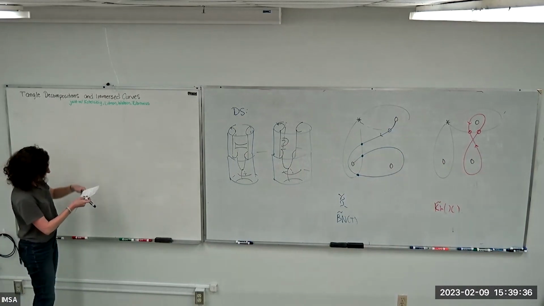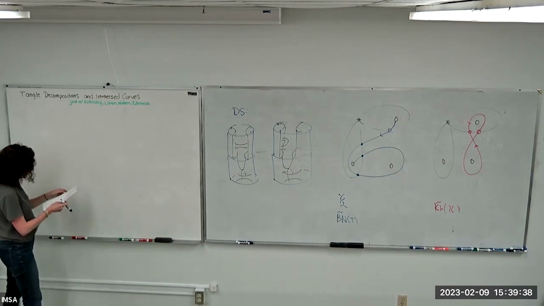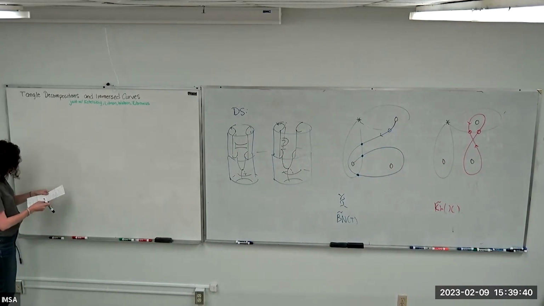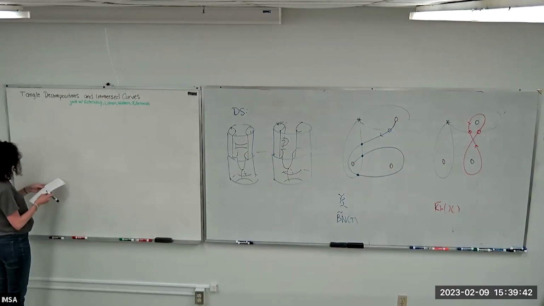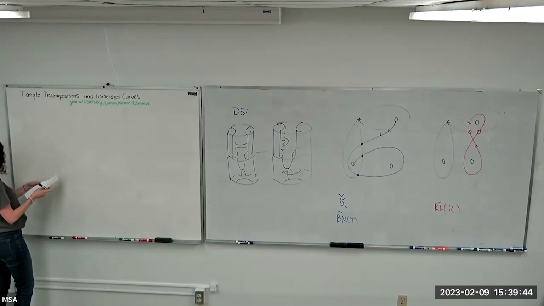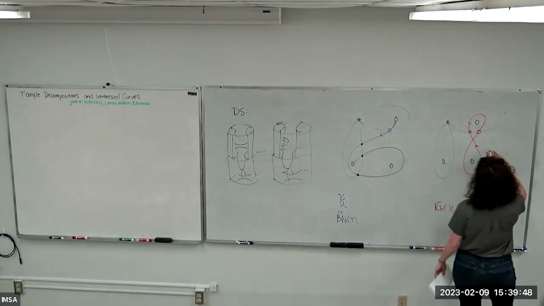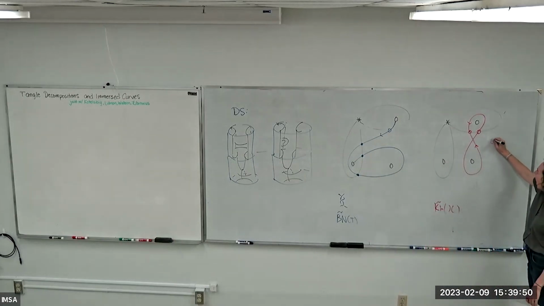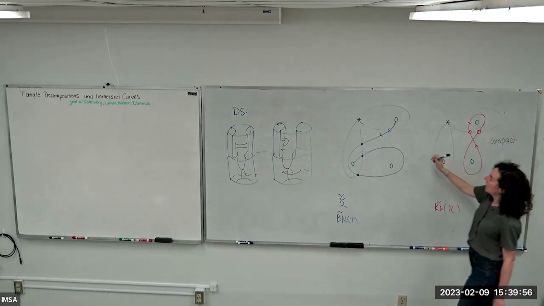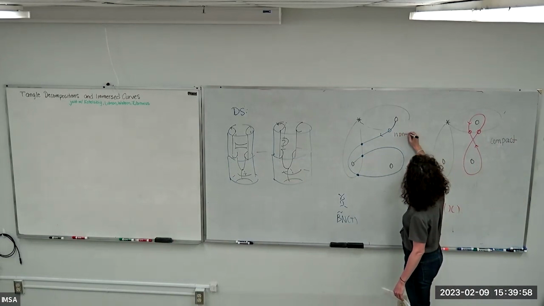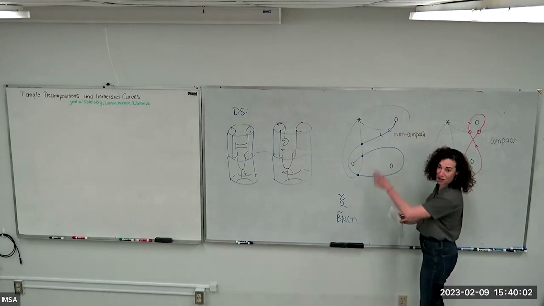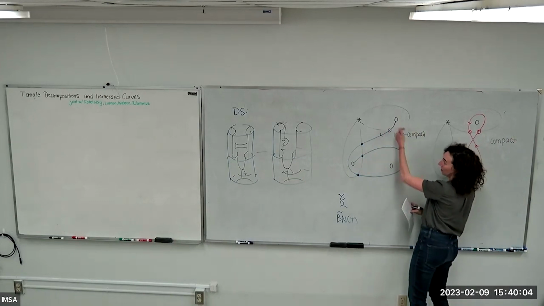I probably should not have erased those complexes, but oh well. I'm going to point out that we see two different kinds of curves here. There's what's called a compact curve, and that's an immersion of a circle, and it doesn't hit the punctures. And then there's a non-compact curve, an immersion of an interval, and it's going to this puncture.